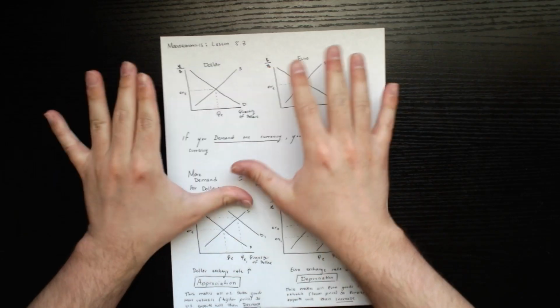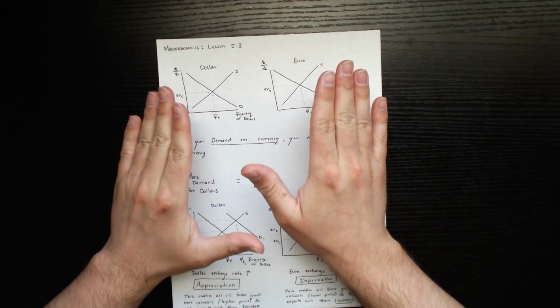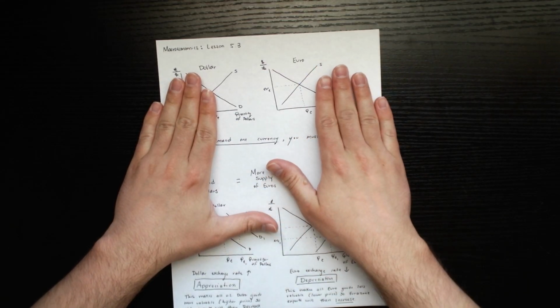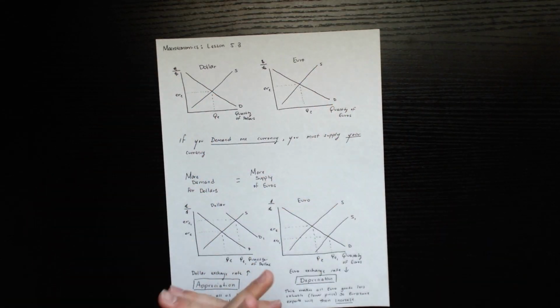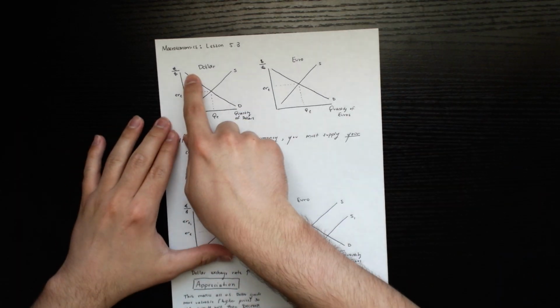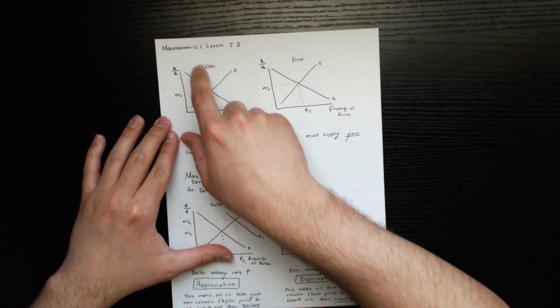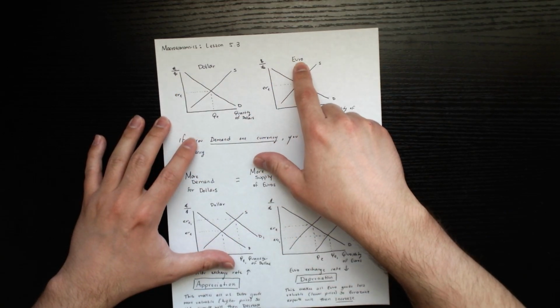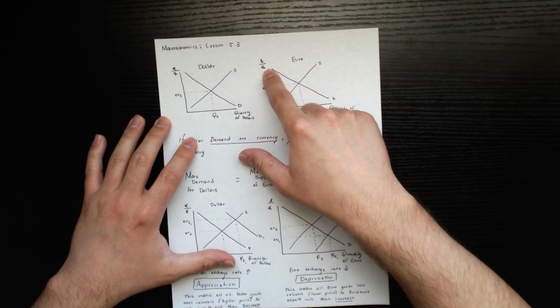So when we're looking at the foreign exchange market right here, we're going to draw two graphs, one for one currency and another one for another currency. In this example, we're looking at the exchange rate between the dollar and the euro. So here we have the exchange rate of euros per dollar. And then in the euro market, we have the exchange rate of dollars per euro.